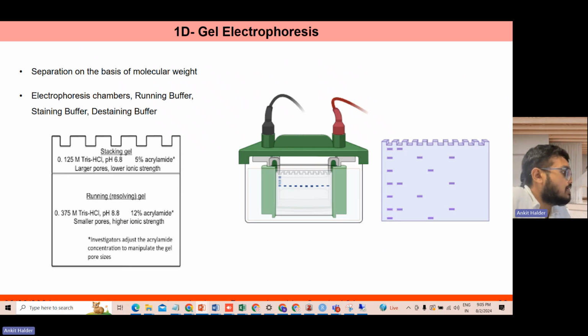For this, electrophoresis chambers, running buffer, staining buffer, destaining buffer, etc. are all required. So these are some of the reagents that are required. One is the stacking gel and another is the resolving gel.